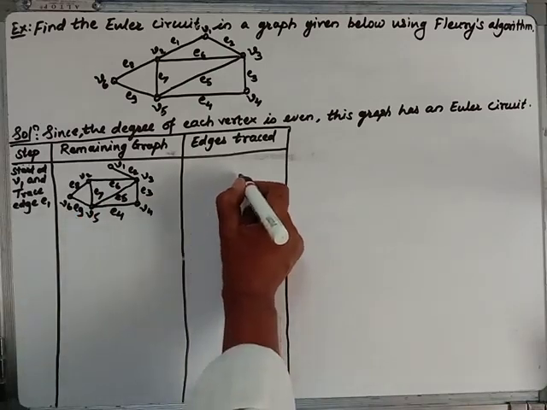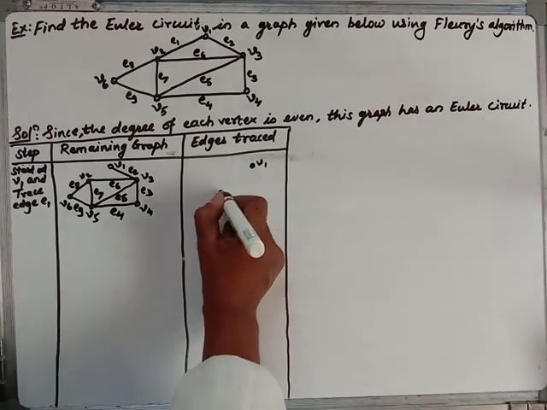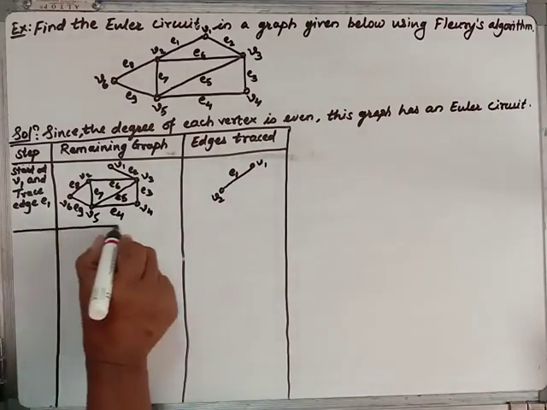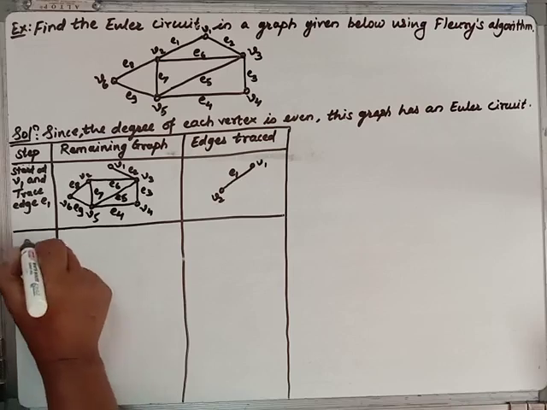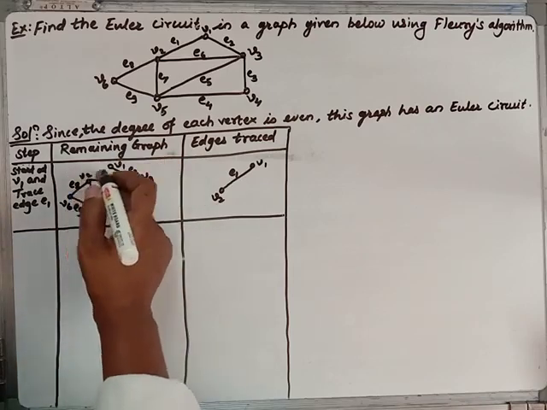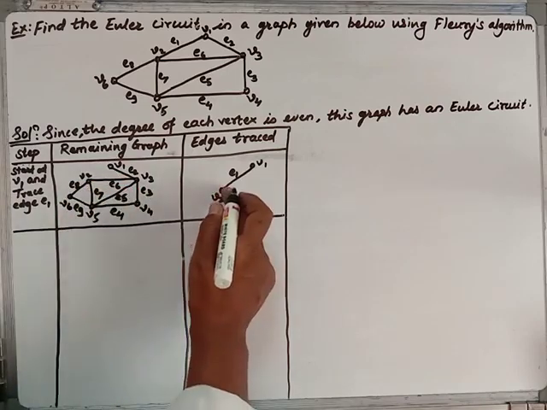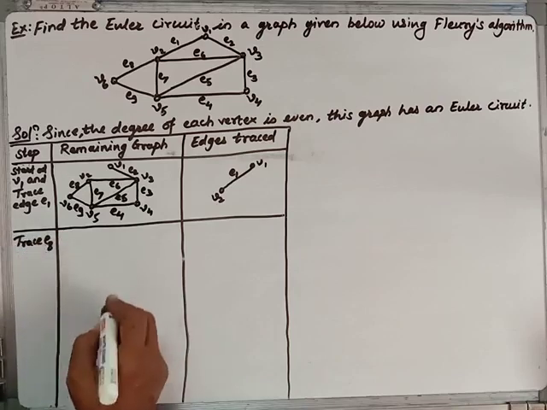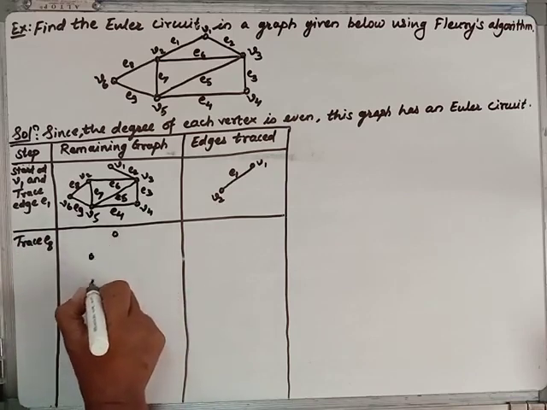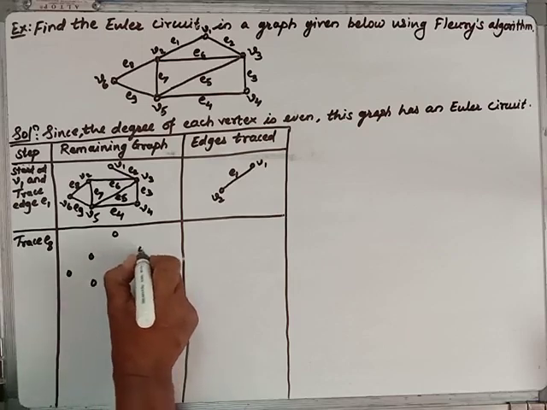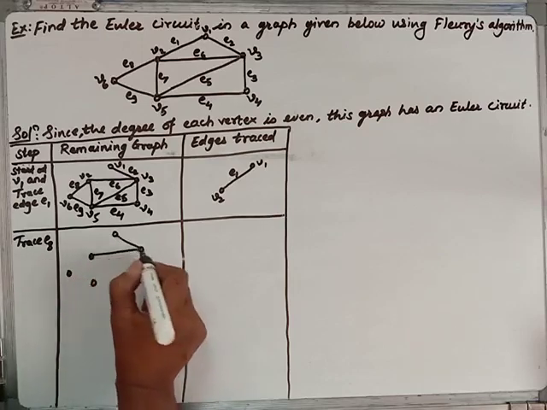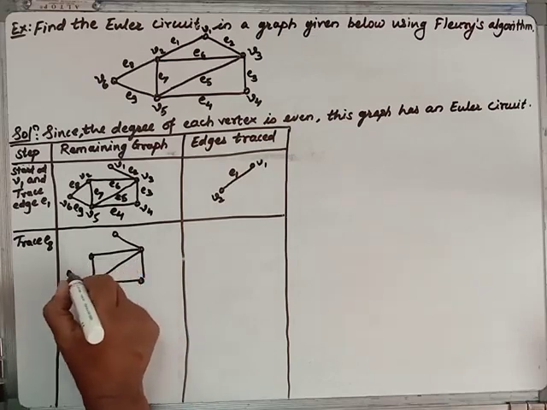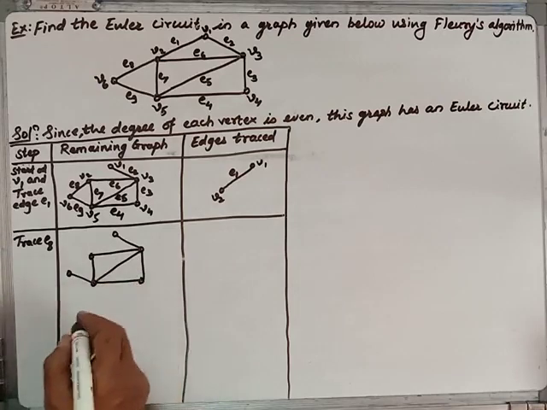And the edges traced: which edges have we traced? From V1 to V2, that is E1. This edge we have traced. This is our step 1. Now the next step. From E1 we can trace E8. We reach V2, so we can go further. So trace E8. The remaining graph will be this.